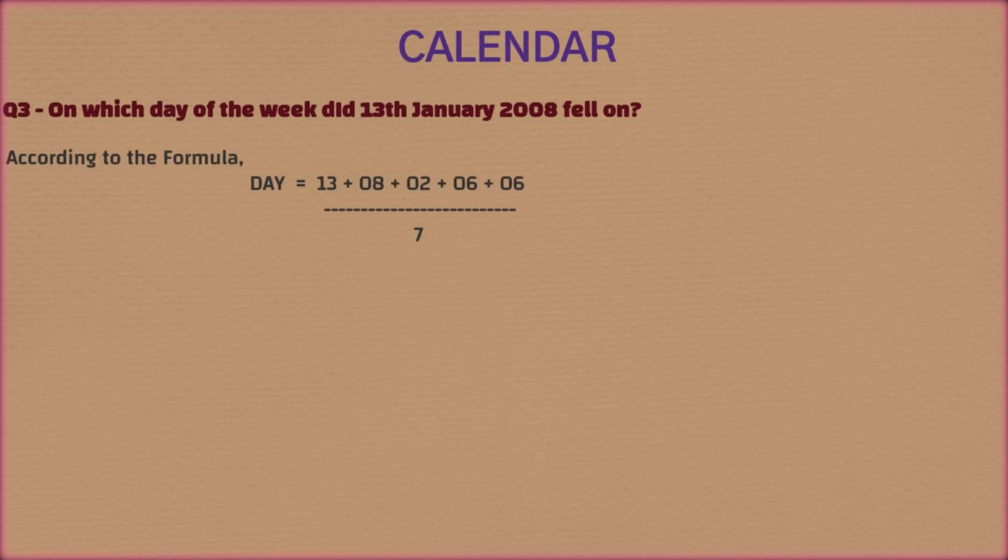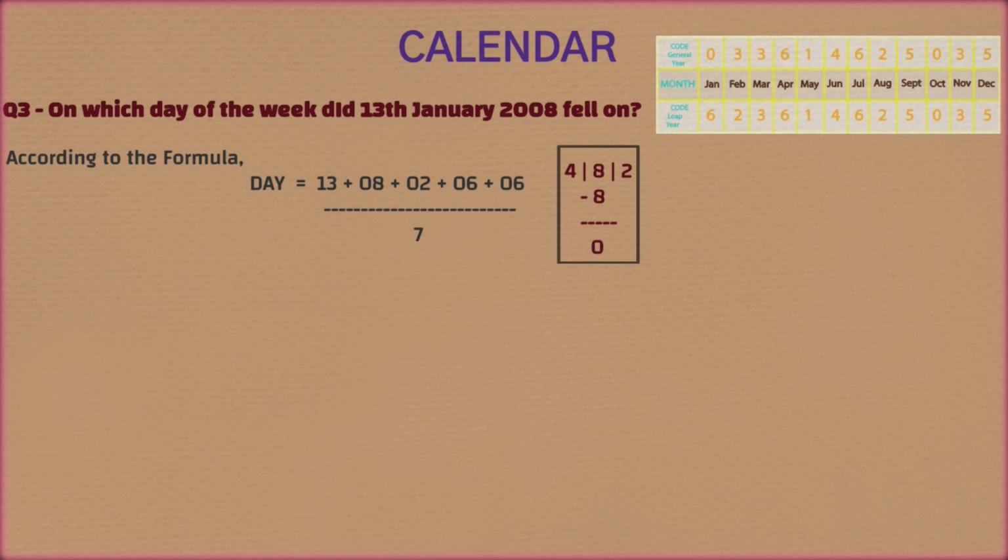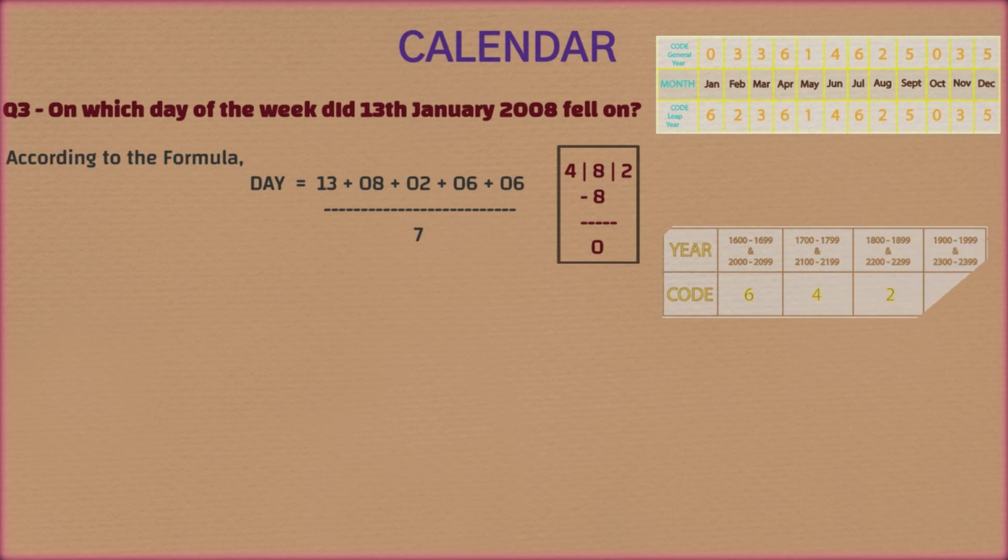Let's take one more example of a leap year. So let's try to find out on which day of the week 13th January 2008 fell. According to our formula, we have the date as 13th, year as 08, and for the quotient, we divide 08 by 4 and we get the quotient as 2. The month code: now here 2008 is a leap year. So in case of a leap year, the month code for January is 6. And finally, the year code in this case will also be 6.